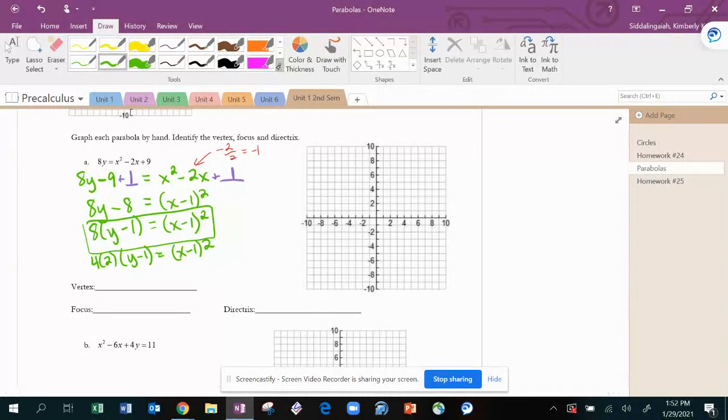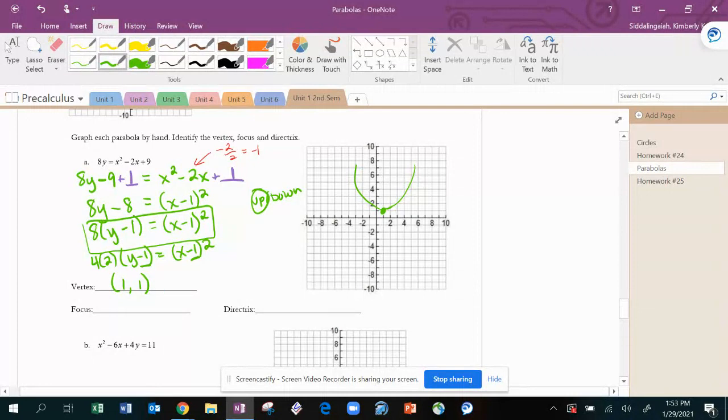And now let's take a look at writing some stuff down. So vertex, x coordinate is 1, y coordinate is 1. So let's plot that. And then that p-value being 2. Oh, wait, let me back up. I need to know if it opens up, down, left, or right. So x is squared. So that means this is going to open either up or down. And my p-value is a positive 2, so it'll open up. So I'm kind of thinking it's going to look something like this.